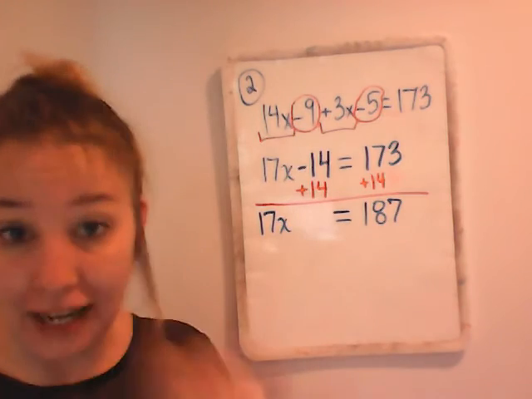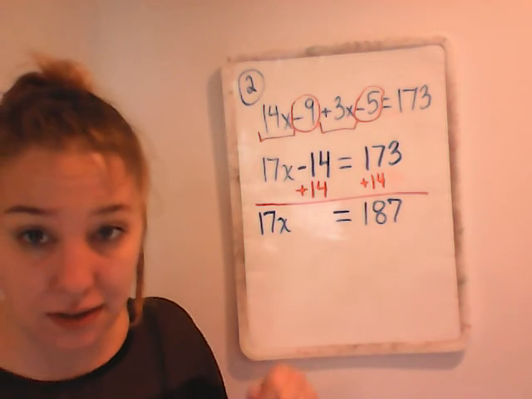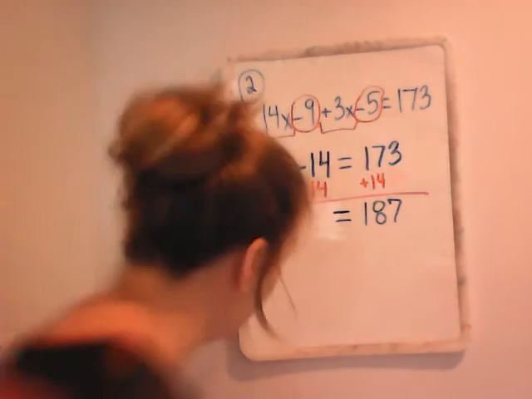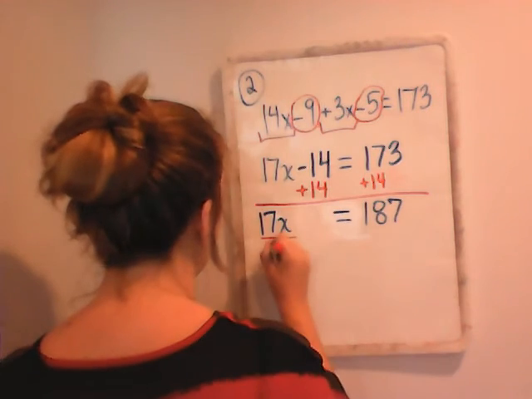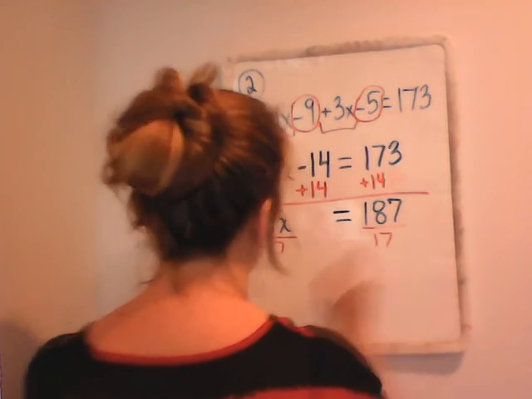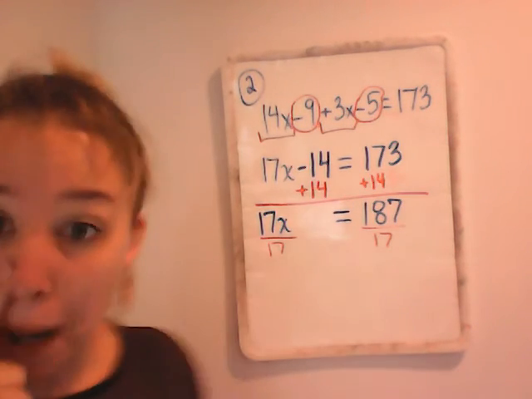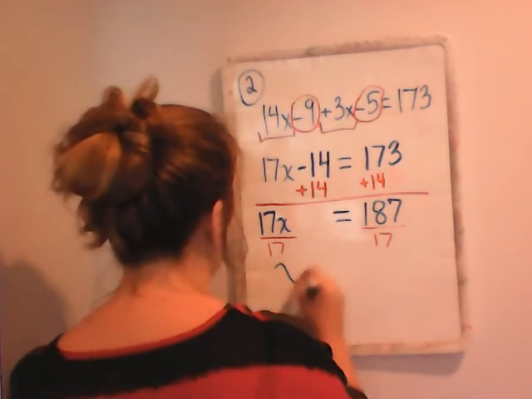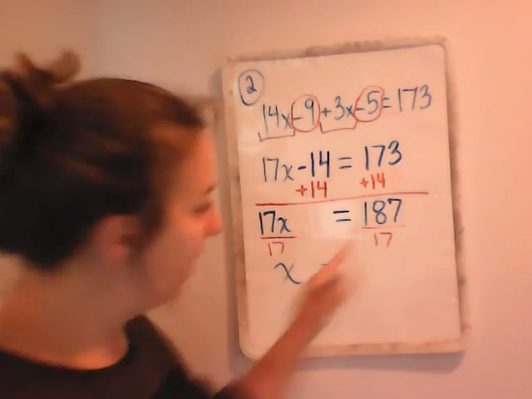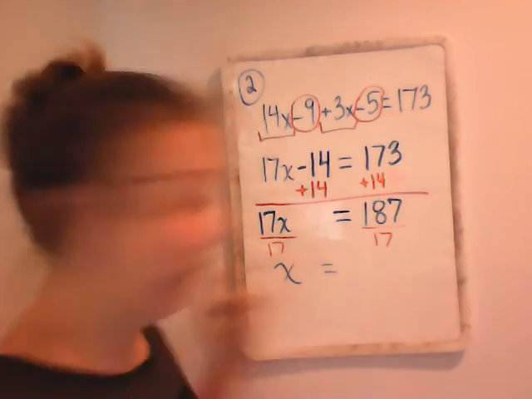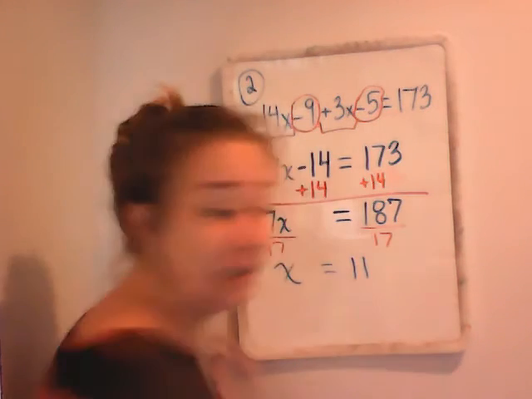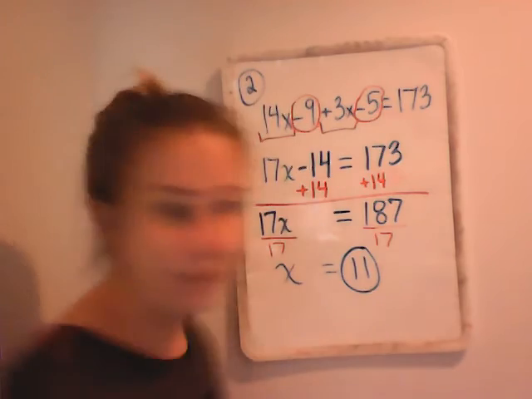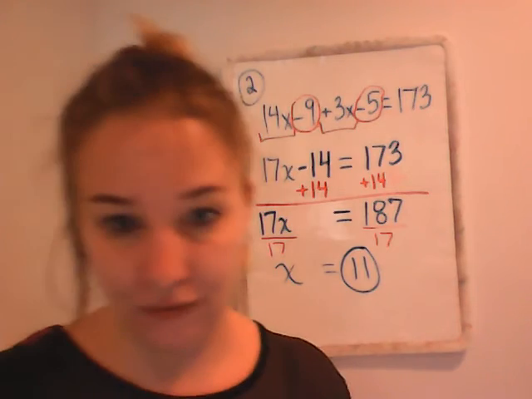Okay, final move. We're going to isolate that variable. We have 17 times x. How do we undo that? We're going to divide. You have to do the opposite operation, right? So we're going to divide by 17 on both sides. 17 divided by 17 is 1, so it cancels off. So we have 1x, so just x equals, and 187 divided by 17 is 11. So your final answer that you would enter into your Edulastic assignment would be 11.